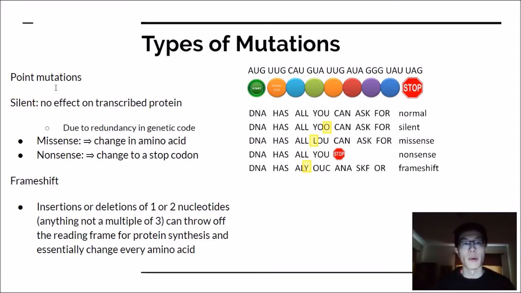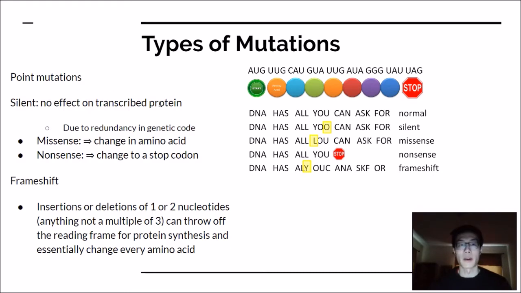The point mutation affects only one specific point in the sequence of, for instance, the DNA, or ultimately the mRNA sequence that's resulting from the DNA. In a point mutation, there can be a type of mutation called a silent mutation. A silent mutation is one that basically has no effect on the transcribed protein.